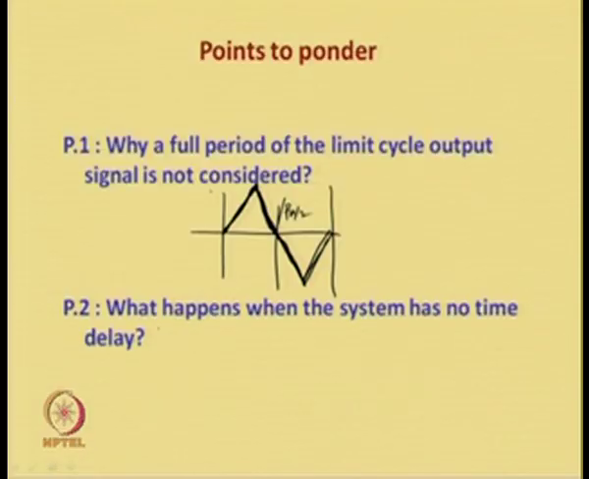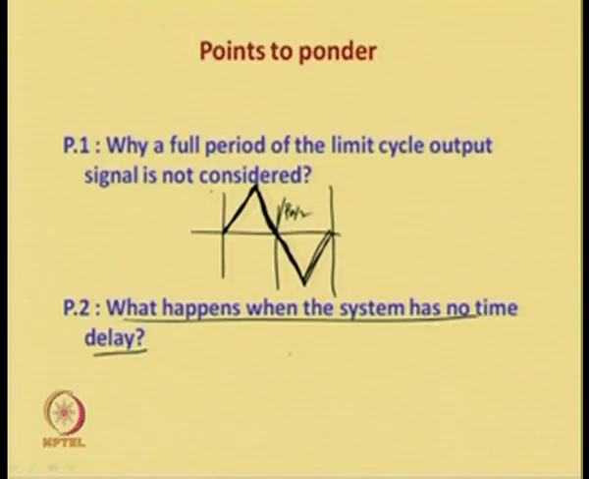Secondly, if the question arises like this: what happens when the system has no time delay? In that case, we may or may not get limit cycle output or sustained oscillatory output. If the system is of higher order, an order more than 3 or so without time delay, in that case symmetrical sustained oscillatory output can be obtained, but when there is a time delay, sustained oscillatory output is guaranteed. That is all.